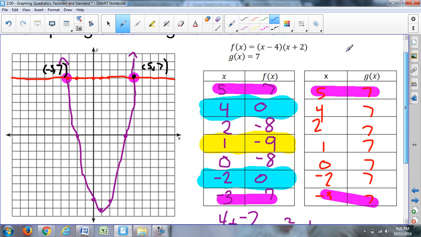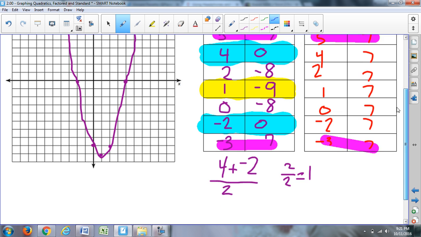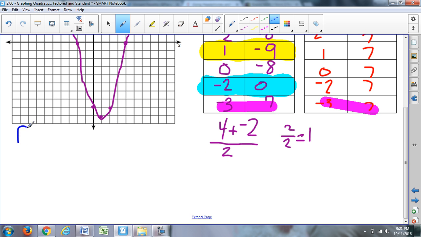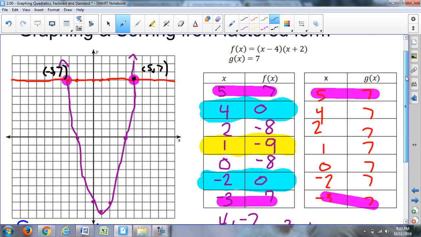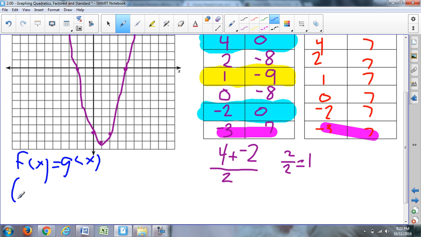I'm going to go down to the bottom. I'm just going to set f of x equal to g of x, because that's what intersection points are. It's where the two functions are equal. So if I'm looking when f is equal to g, all right, well, f of x is, we'll scroll up to the top real quick, x minus 4 times x plus 2. I'm just replacing that. That's x minus 4 times x plus 2. And g of x is just the number 7. So that equals 7.